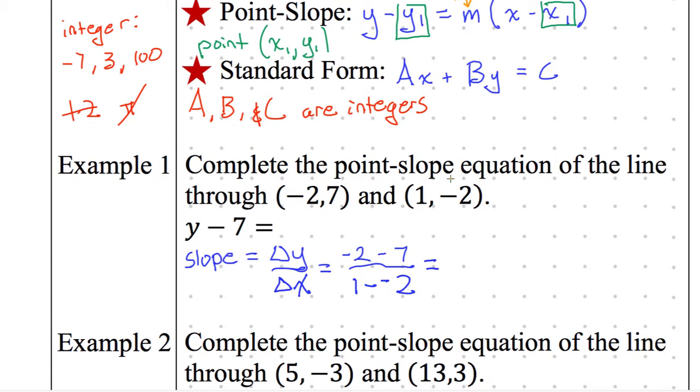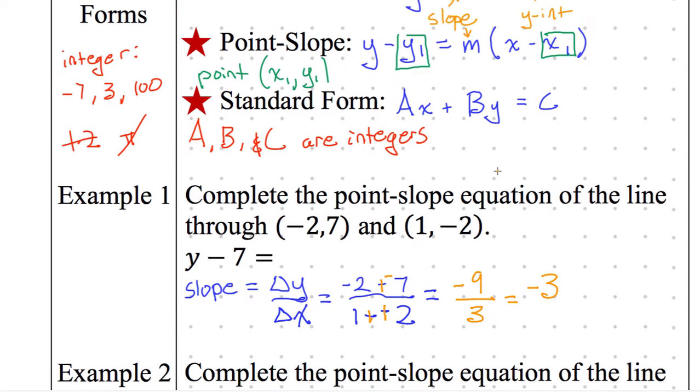Let's simplify this fraction. I'm going to add the opposite for the numerator and negatives kiss on the denominator. So I have negative 2 plus a negative 7, which is a negative 9, and 1 plus 2 is a 3. Simplifying negative 9 over 3, that turns into a negative 3. So I know my slope. My slope is negative 3.